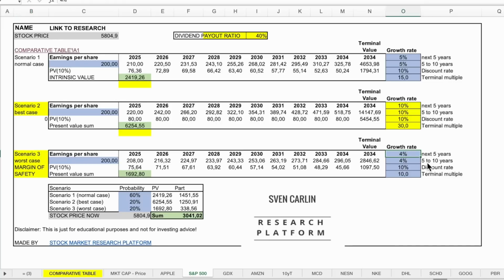Let's say that we have 2 recessions in the next 10 years and that earnings grow just 4%, buybacks go down, the discount rate 10, and we get to a crazy, because of higher interest rates, terminal multiple of 10. That has also happened in the past. And then the present value of the S&P 500 is 1,692.